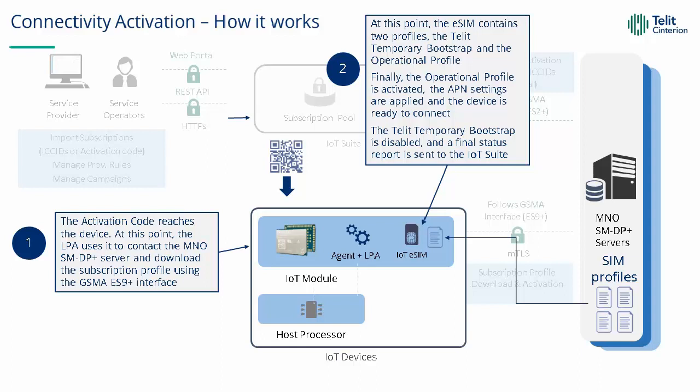The LPA agent, the local profile assistant, will allow you to enable one profile or disable one profile in the eSIM inside the SIM card. So that is how you can manage different SIM profiles without touching the device.